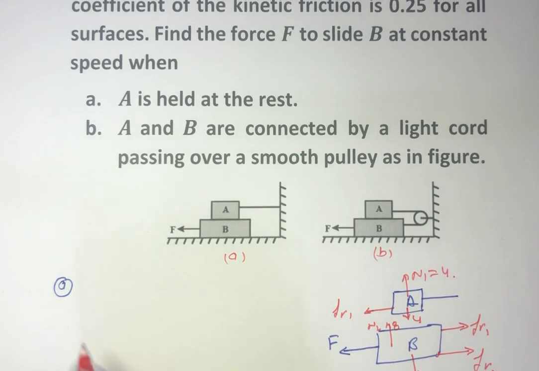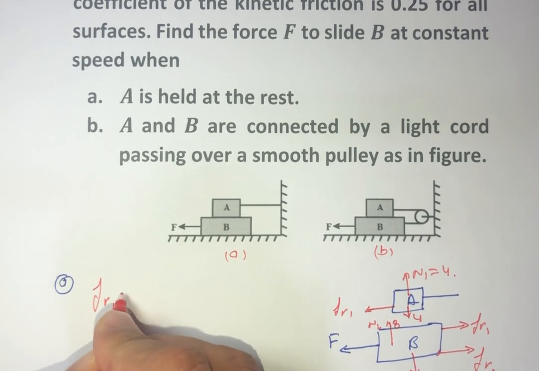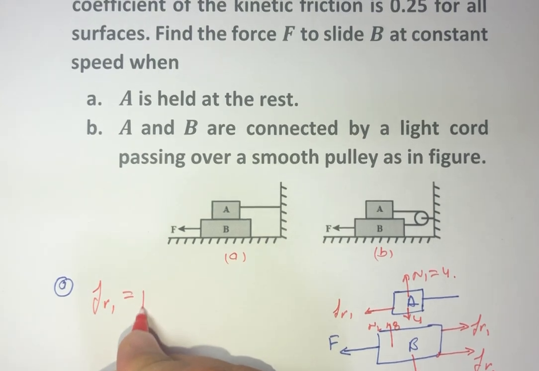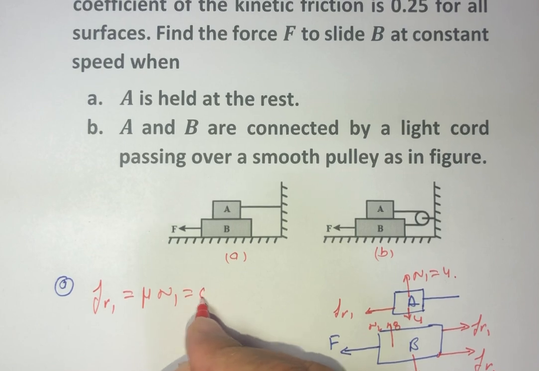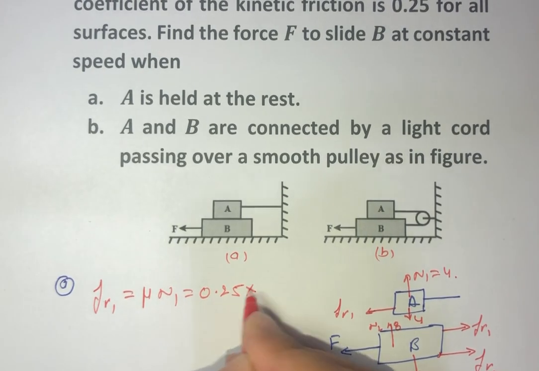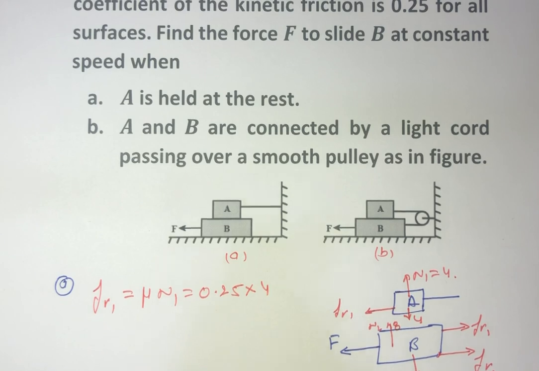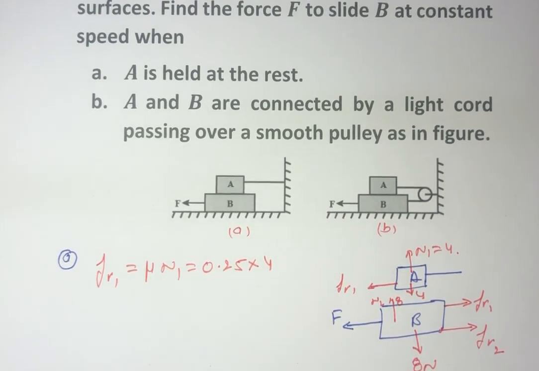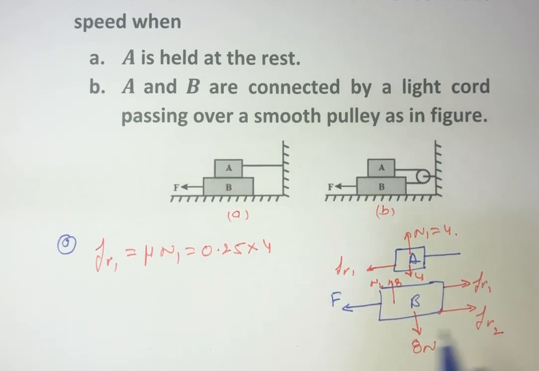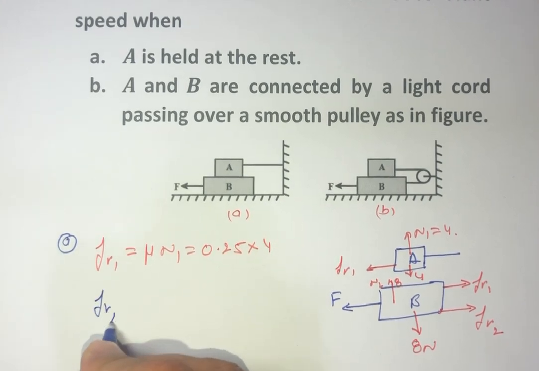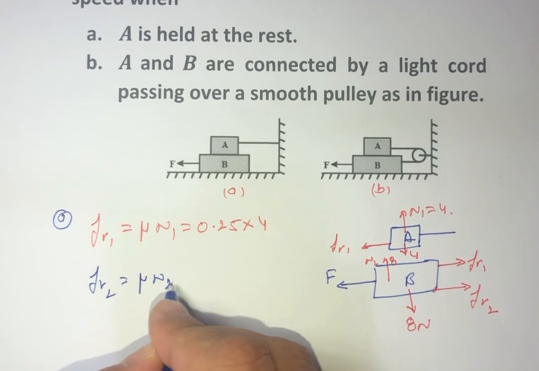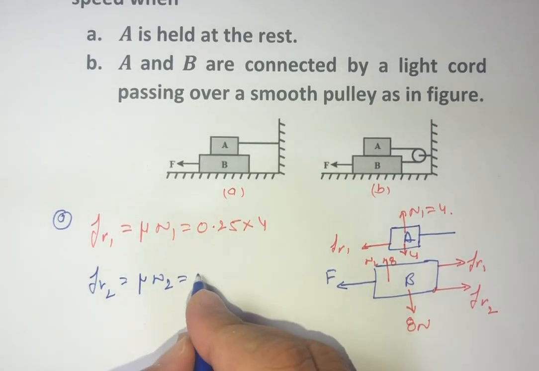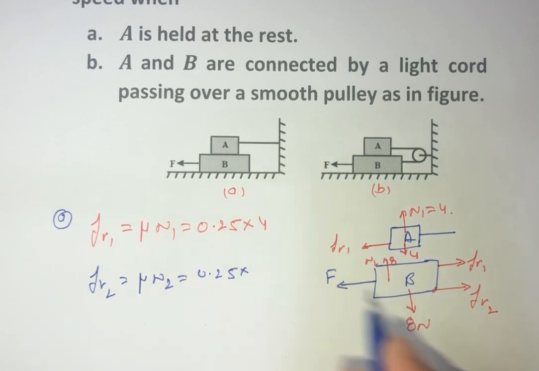Okay, so we can find out what our Fr1 will be. Fr1 will be equal to mu into N1, and mu is given as 0.25 and N1 is 4. And similarly we can find out Fr2. Fr2 is mu N2, and mu is again 0.25 and our N2 is 8.